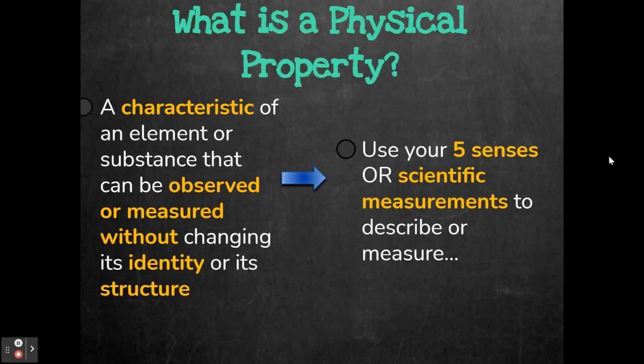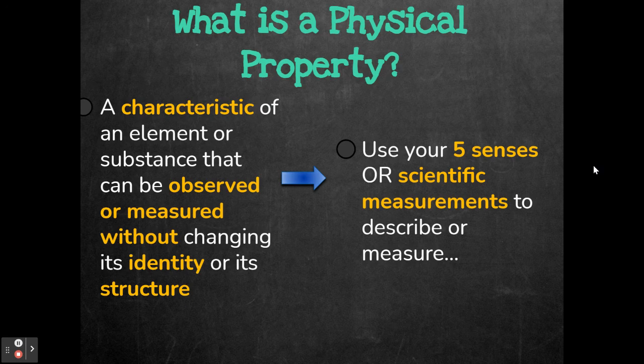So what is a physical property? It's a characteristic of an element or substance that can be observed or measured without changing its identity or its structure. This part is important, that it can't change its identity or structure, because when we talk about chemical properties and chemical change, that's going to be different. And you use your five senses or scientific measurements to describe or measure the properties. Remember, write down what's in yellow.